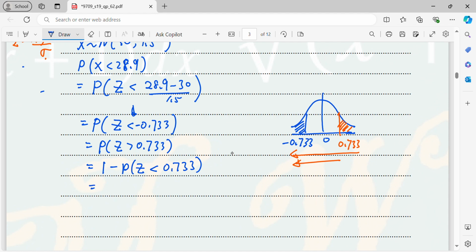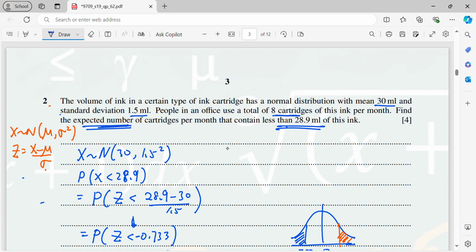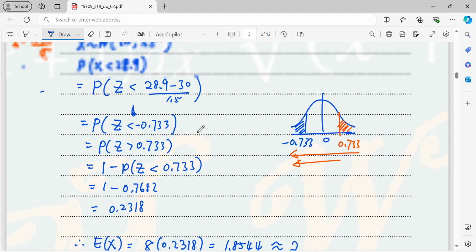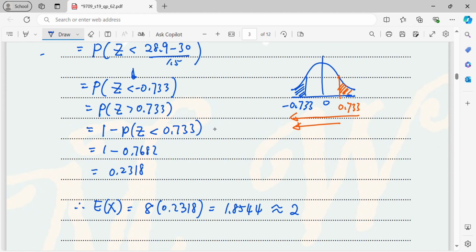When you read the normal table, you will get 0.7682 for that probability. When you subtract it from 1, that is 0.2318. Now, the question is asking for the expected number of cartridges, so you are using 8. This 0.2318 is for one cartridge, so our expected value is just times 8, because now you are considering 8 cartridges. So it will be 1.8544. I will say it is estimated to be 2. So that is the solution for this question.